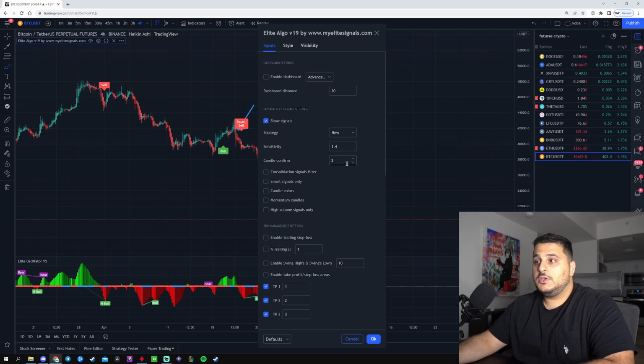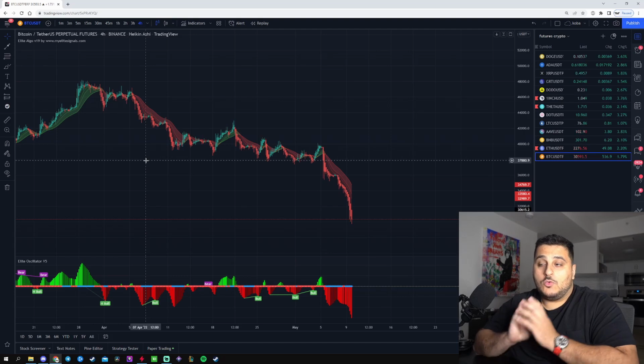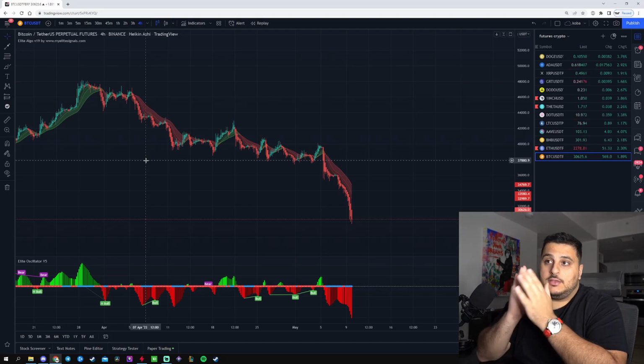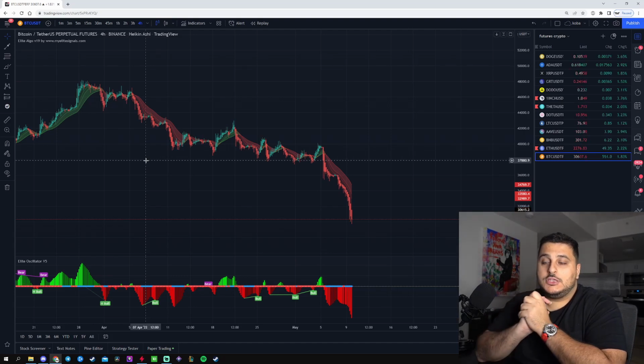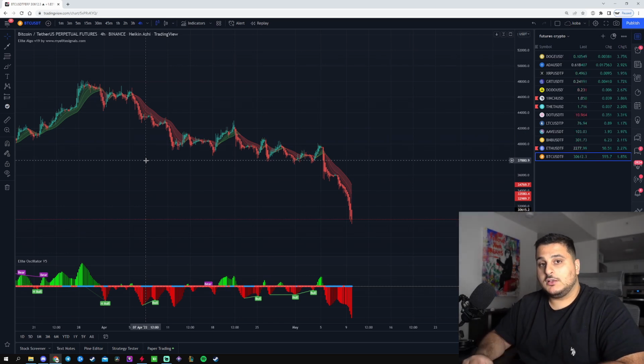Next, guys, what we're going to do here is talk about the trend scalper mode. So if we go over here into where it says strategy, go back to where it says trend scalper, we're going to turn that on and press OK. Now, with trend scalper mode, unlike the normal strategy and the new strategy, this mode does not give you signals. It does not give you buy and sell signals.